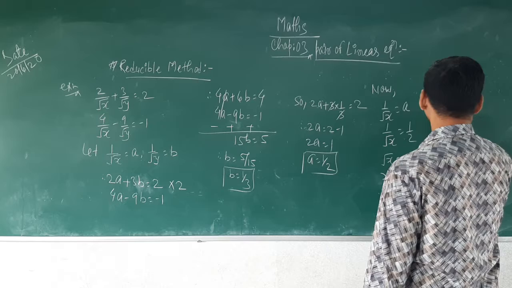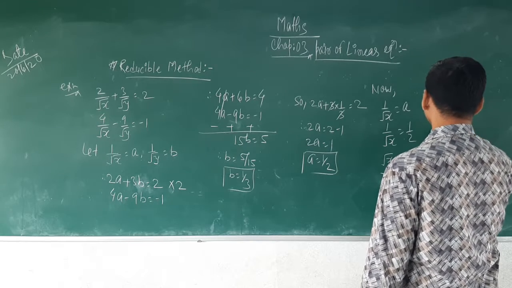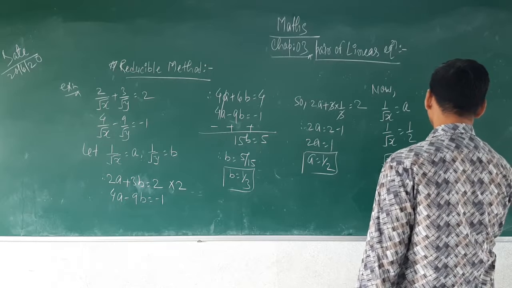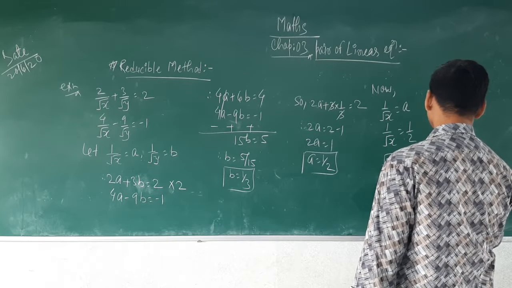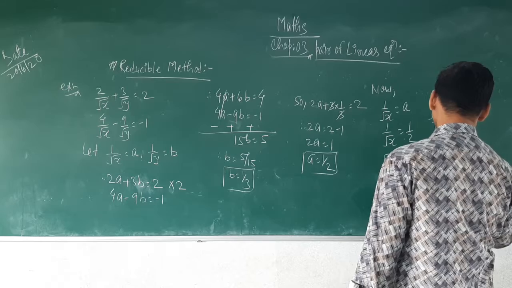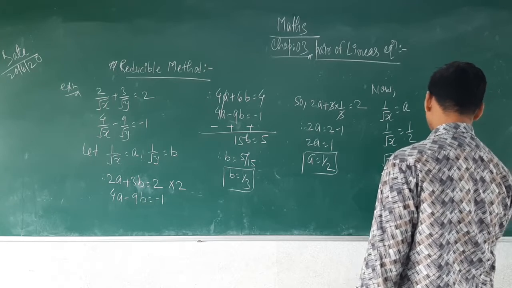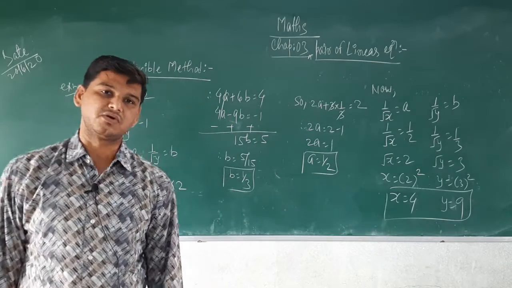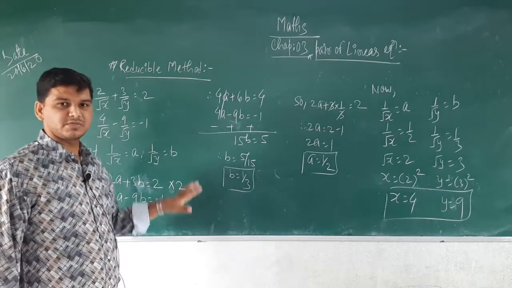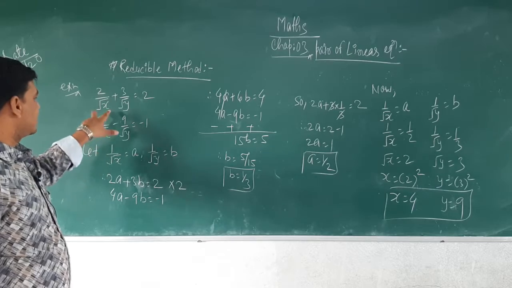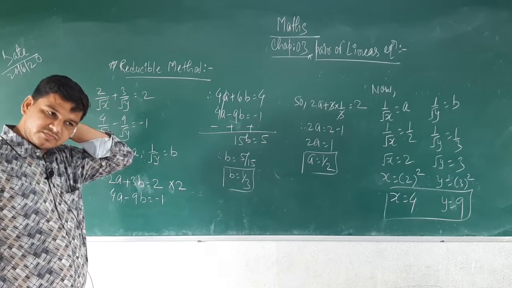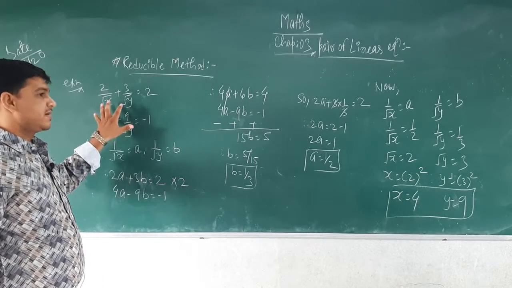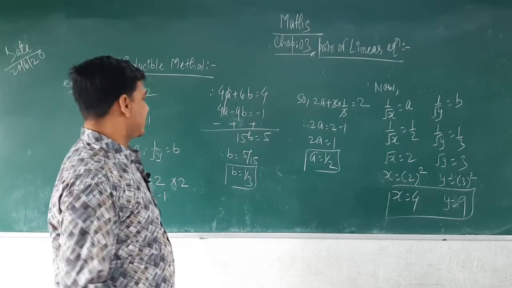Similarly, 1 upon square root of y is equal to b. So 1 upon square root of y is equal to 1 by 3, square root of y is equal to 3, then y equals 3 square, then y is equal to 9. So you get the solution set x equal to 4 and y equal to 9. So that is the simple reducible method, if the denominator is available in the form of x and y.